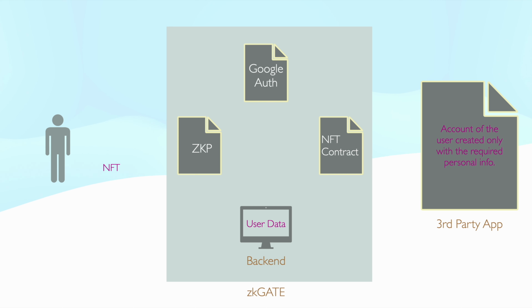Now the user can go to the third party app, and as soon as he connects his wallet to login, it is fetched whether the user has a zkGATE NFT or not, and if he has the NFT, whether the proof is valid or not. If both are satisfied, then only the user is granted the access, otherwise the access is denied.